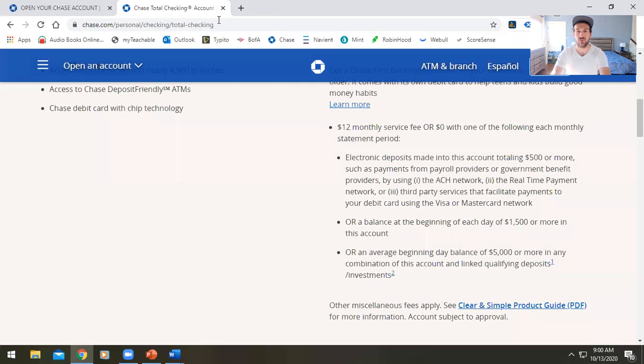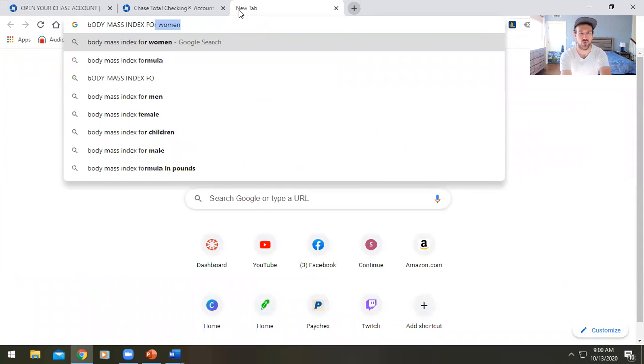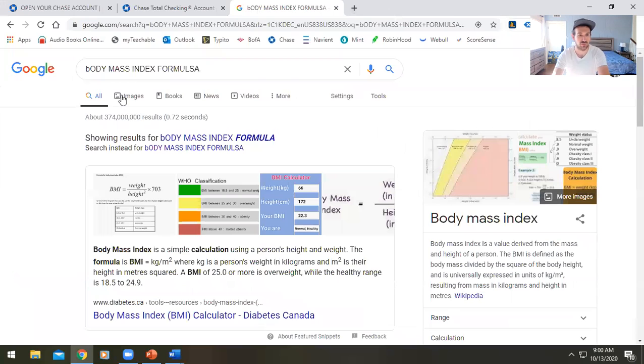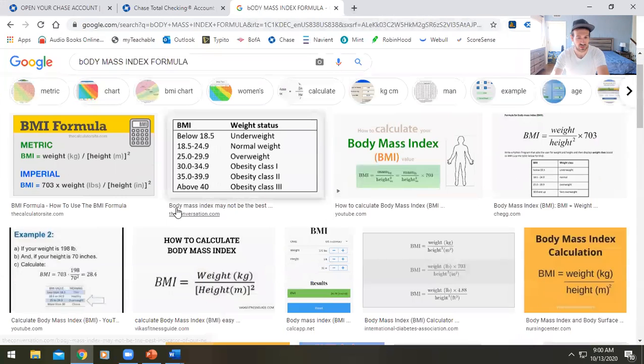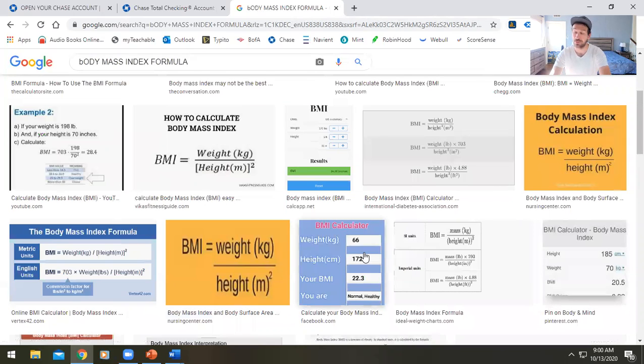So if we look at that formula, right? Body mass index formula, caps lock is on. Yeah, it literally looks like this. It is your weight in kilograms, and then you divide that by your height in meters squared. So you take your height times your height, and that's all in meters. That's the metric version, which is the smart version.